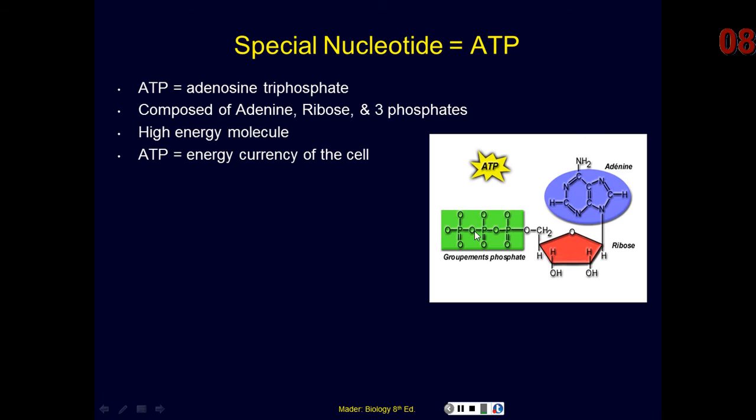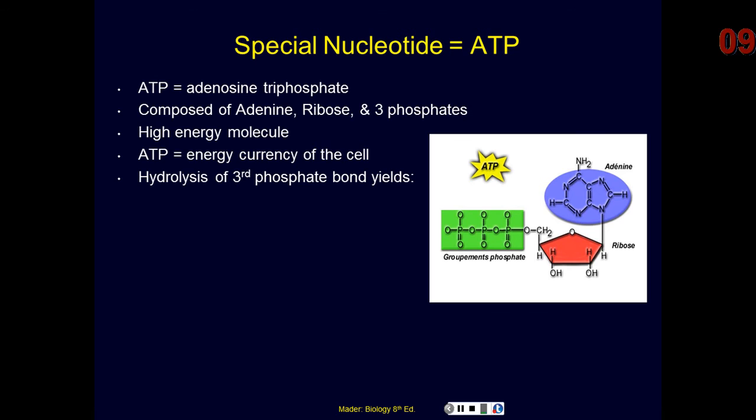If I were to break that bond right there, approximately 7.33 kilocalories of energy is given off. And that's exactly the amount of energy that your cells need to function. Anytime your cells need energy, they actually break the bond to that 3rd phosphate and use the energy from the breaking of that bond. When we break that bond, it's called hydrolysis.